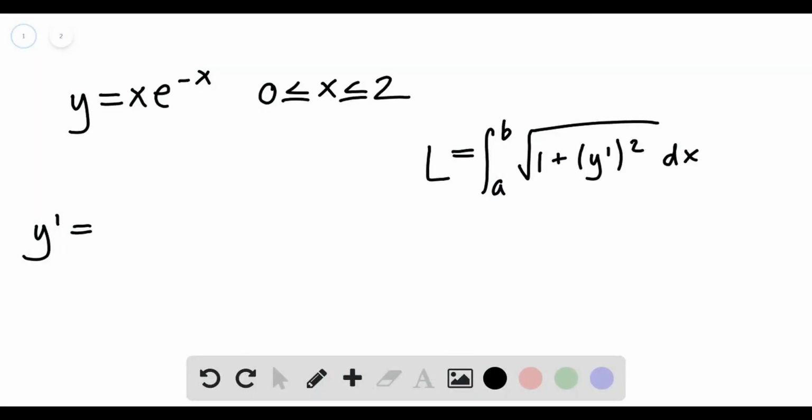So we have to find the length of the curve y equals x e to the negative x on the interval x is greater than or equal to 0 but less than or equal to 2. So first we'll find the derivative of y so that we can plug that into our arc length formula.